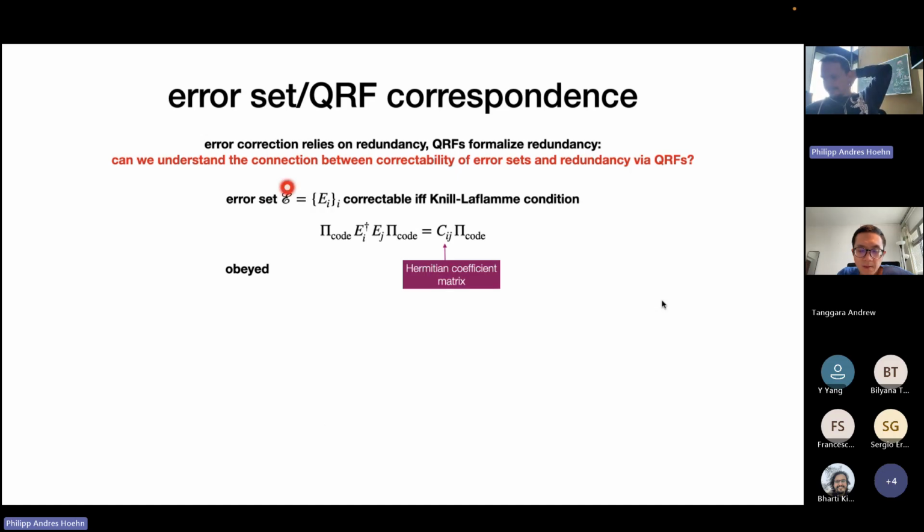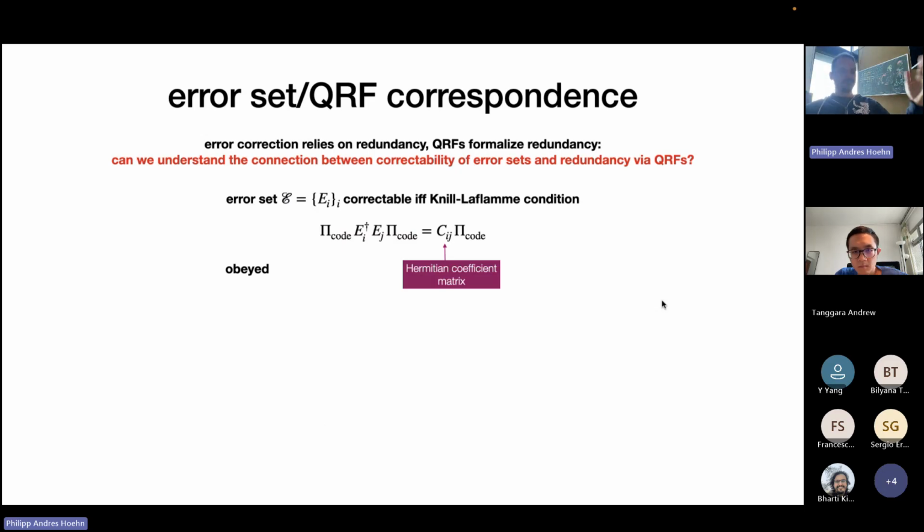Yeah, I mean, you have some set of errors labeled by I, which is correctable if and only if the Knill-Laflamme condition is satisfied, meaning this here is satisfied, where pi code is just a projector onto the code subspace. And then this combination here must be proportional to pi code, where Cij is just some Hermitian coefficient matrix. Essentially, this relation means that you can always find a basis of errors inside the span of this, such that the errors map to mutually orthogonal error spaces that you can perfectly distinguish. So you can distinguish the errors, and these error spaces are also of the same dimension as the code space.